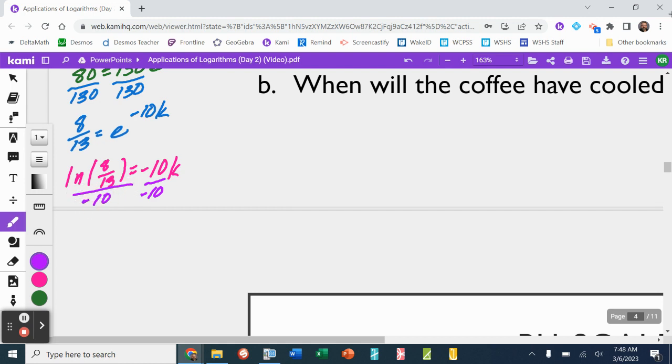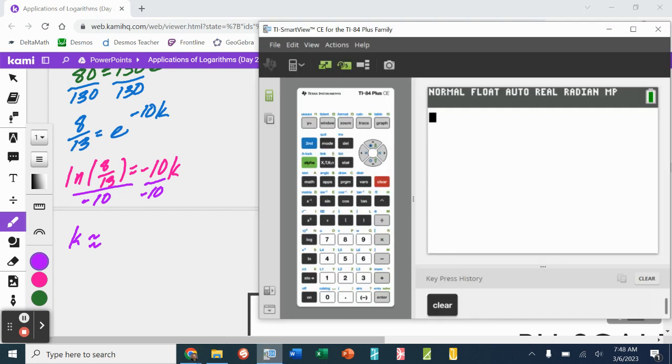And so we'll go to our calculator here in a moment. Now, k is going to be an approximation because the natural log of 8 over 13 is an irrational number. So let's go to our calculator. And we're going to go in and find the natural log of 8 divided by 13. And then I need to divide that by negative 10.